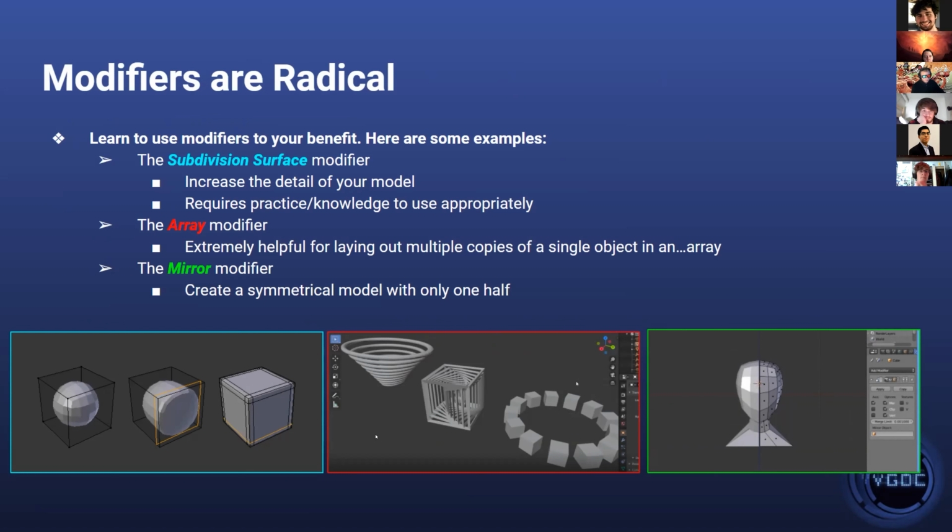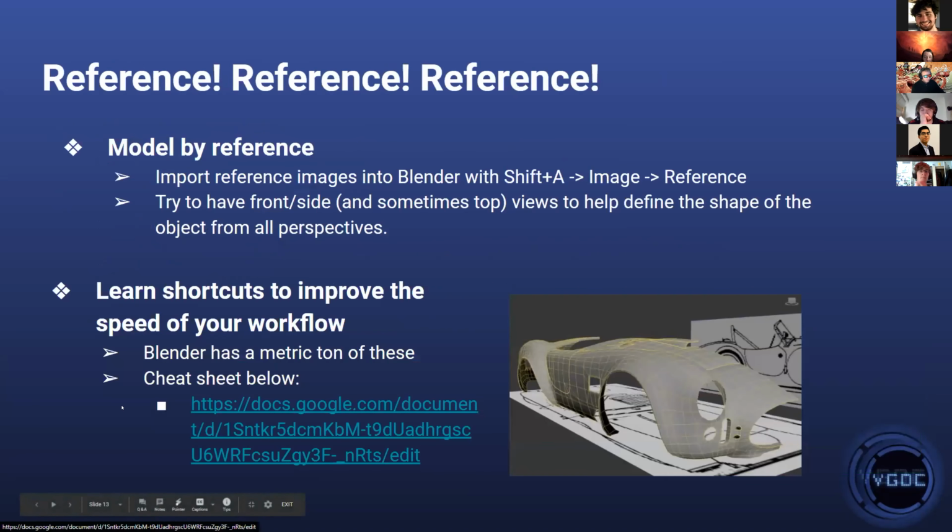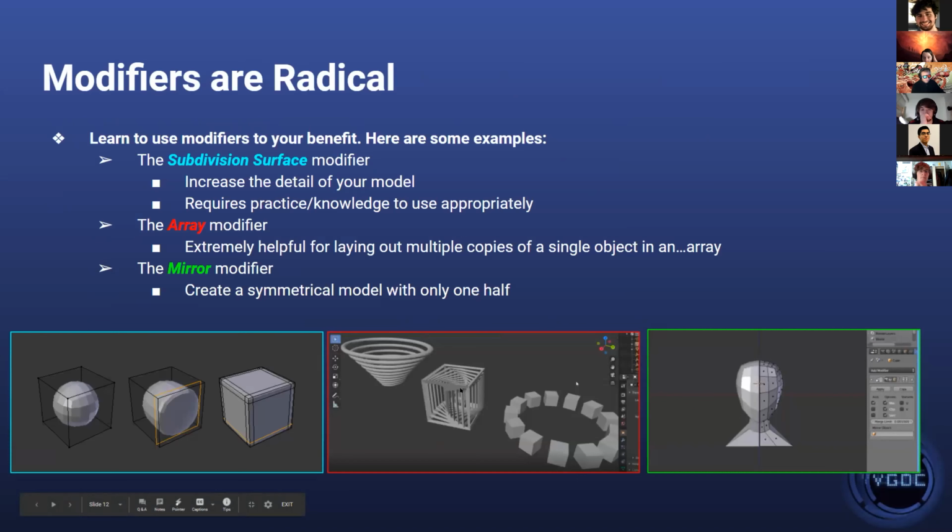Array is basically just a modifier for laying out objects. So here, this guy has made a torus, a little donut, and then he has copies of the donut going down and getting smaller. In another array, this guy is a sort of frame of a cube, and it's being rotated and made slightly smaller.